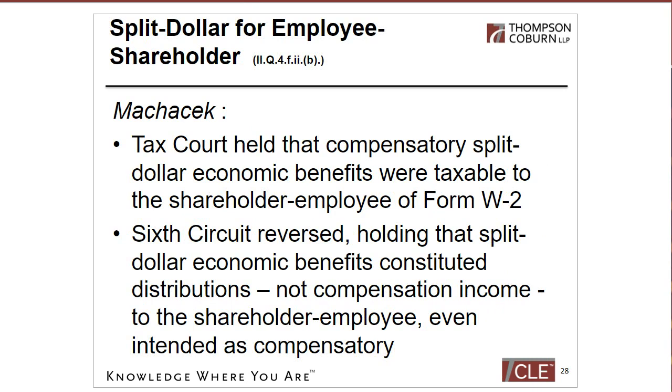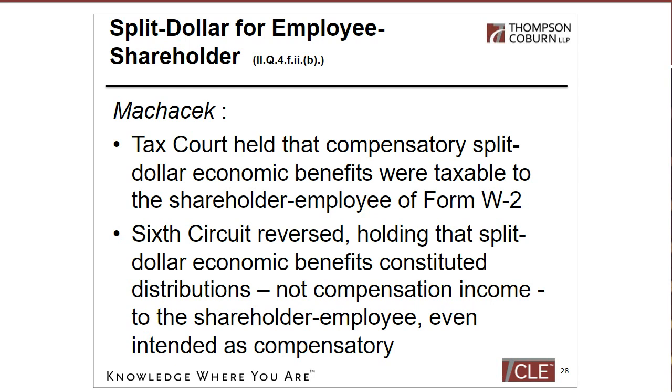Okay, split dollar life insurance for employee shareholder. Split dollar is where the employer finances the life insurance, and the death benefit is basically considered to be an employment benefit to the employee. Now, what happens if you have an S corporation that does split dollar and is giving these benefits to the shareholder employees every year? Are those considered to be compensation or merely distributions? If they're compensation, the corporation gets a deduction and the shareholder includes it in income. If it's just a distribution, then there's no income tax consequence, but you've got to make sure those distributions are properly accounted for.